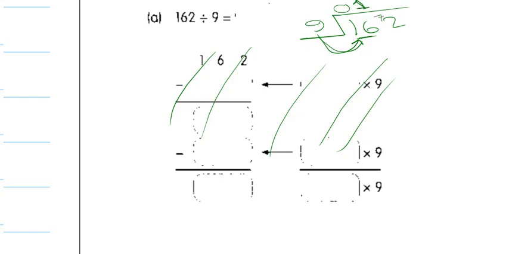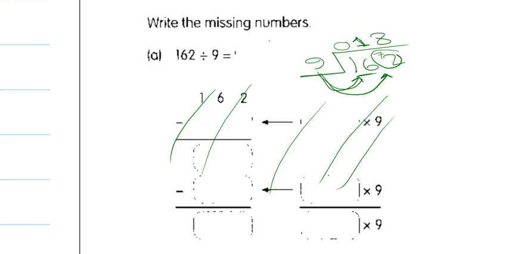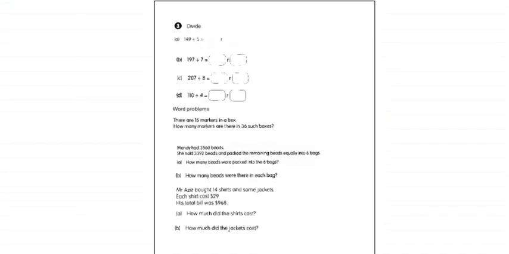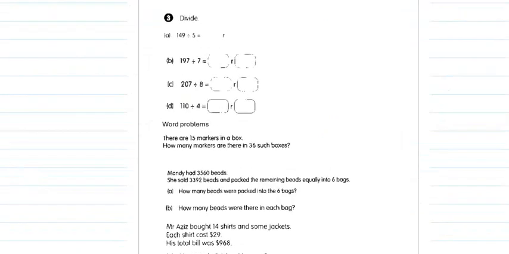Put the remainder beside the 2 and ask yourself how many 9's in 72. You will find that we have 8, and the remainder will be 0. Don't write 0, 18. The answer will be 18, just write 18. By the same method, you can solve these problems.